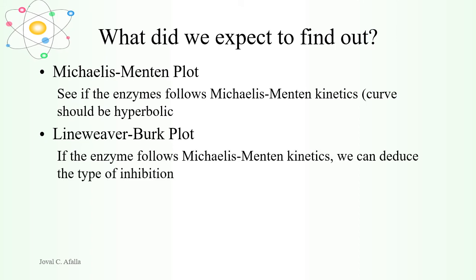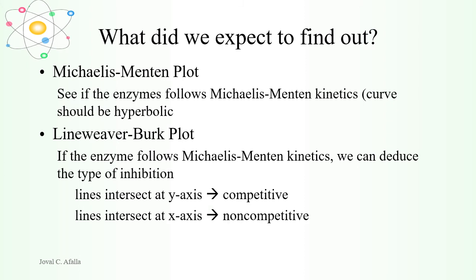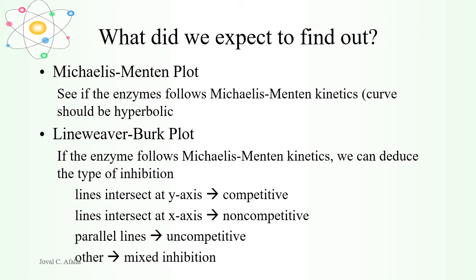As mentioned, if the enzyme follows Michaelis-Menten kinetics, then we can deduce a type of inhibition depending on where the inhibited and uninhibited lines intersect, or if they intersect at all. Okay, so reminder, lines intersect at the y-axis means that the inhibitor is a competitive inhibitor. If the lines intersect at the x-axis, then the inhibitor is a non-competitive inhibitor. If you get parallel lines, then the inhibitor is an uncompetitive inhibitor. And if you get something aside from the previous three, then we'll just say it's mixed inhibition.